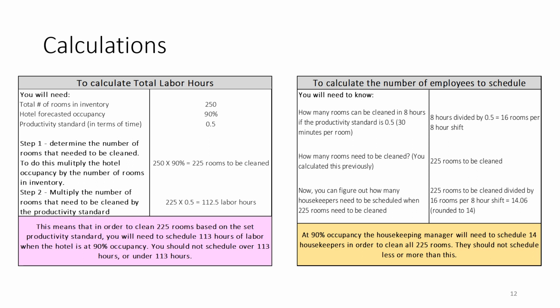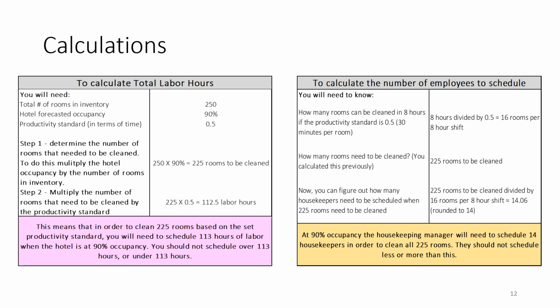Next, we are going to calculate the number of employees we need to schedule based on the number of labor hours that we need. So how many rooms can be cleaned in 8 hours if the productivity standard is 0.5 or 30 minutes per room? You will take 8 hours, because that's the max that one of our shifts will have is 8 hours, and divide that by 0.5. You get 16 rooms per 8-hour shift. So in 8 hours, if a housekeeper is scheduled for 8 hours, they should be able to clean 16 rooms. If they're scheduled for half a shift for 4 hours, they should be able to clean 8 rooms within those 4 hours.